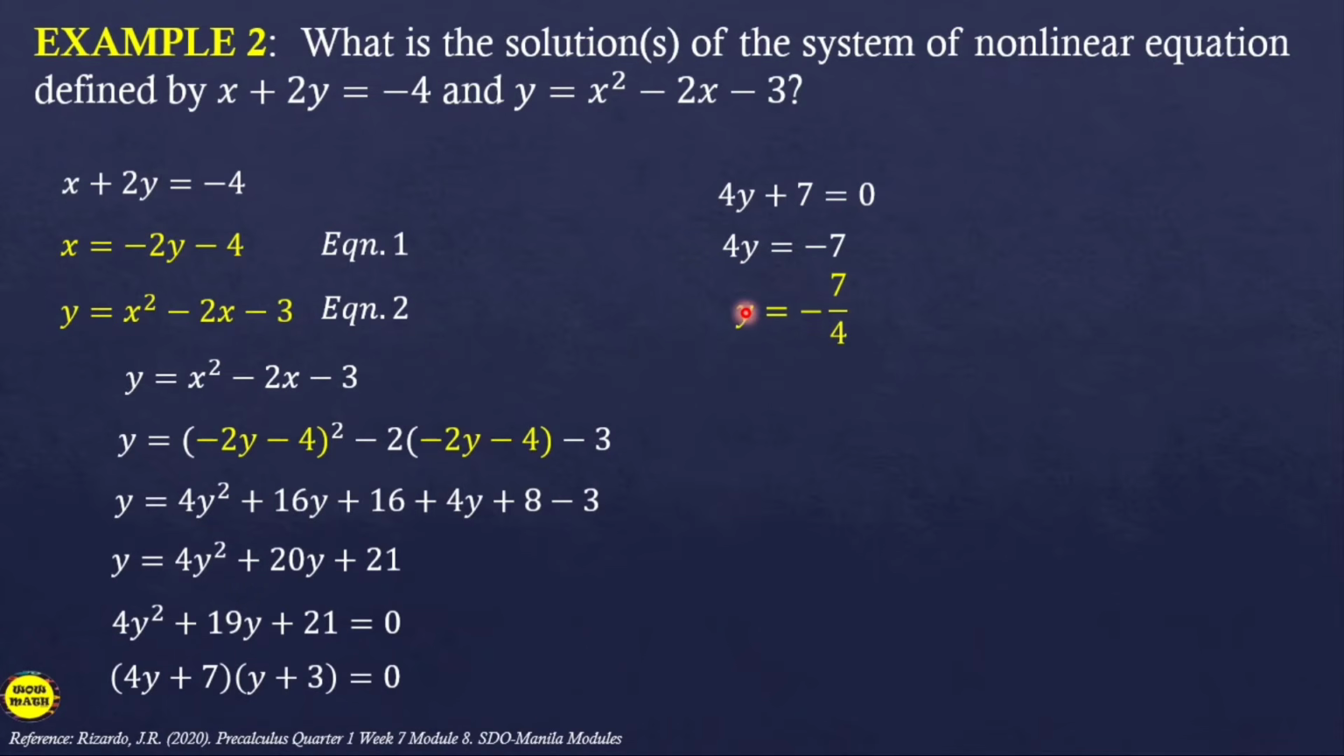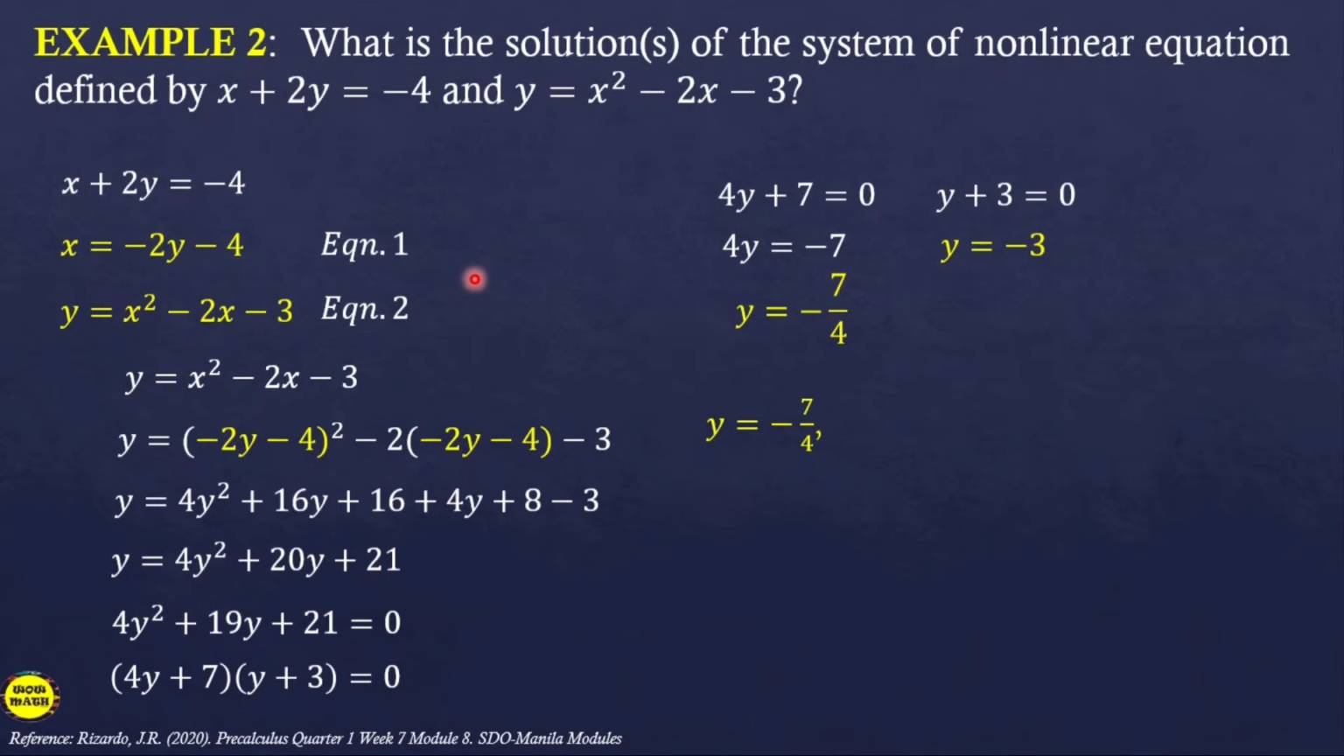So, magiging y is equal to negative 7 over 4. And then, yung y plus 3 natin, solve for y. So, y is equal to negative 3. So, the value of y is negative 7 over 4 and negative 3. So, itong gagamitin natin para makuha natin yung value ng x. So, gamitin natin yung equation number 1.